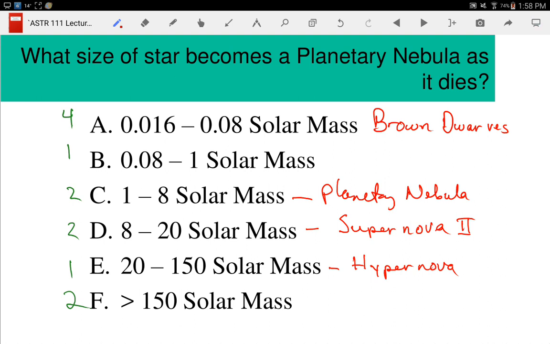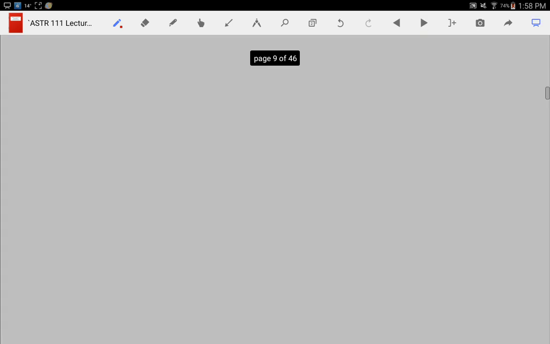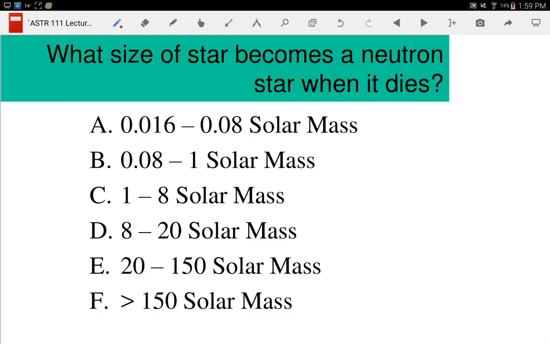Now, remember I said there are 3 in quick succession. So here's another one. Hopefully we learned something from that one. How long does the black hole last? A black hole lasts, if it's in isolation, a very, very long time. If it's not in isolation, forever. Wait, how is this different from the last one? Because this is what size of star becomes a neutron star when it dies. The last one said has a planetary nebula. Oh.